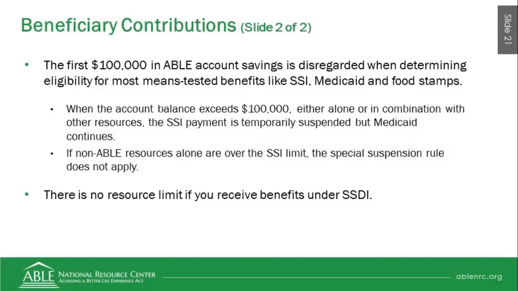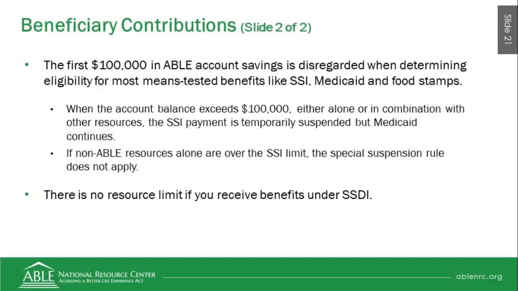Now, if non-ABLE resources alone are over the SSI resource limit, the special suspension does not apply. What that's saying is that if you have over $2,000 in a non-ABLE account, say a savings account or a checking account or cash on hand, the special suspension status doesn't apply. So in the world of Social Security, what that means is if you remain in that status for 12 months, your SSI and your Medicaid would be terminated. Wouldn't be suspended, it would be terminated. So that's a little bit different.